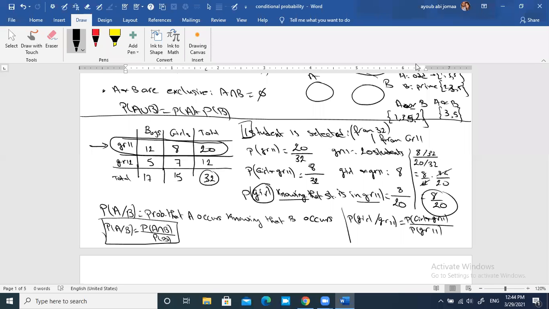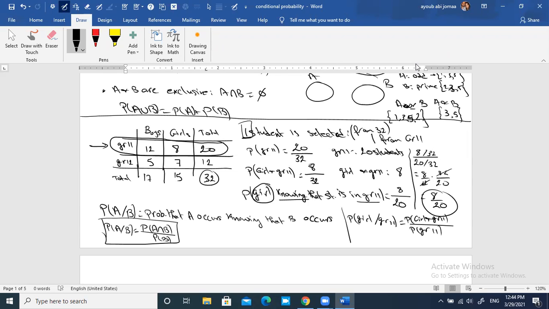So the probability of A given that B, denoted by P(A|B), is the probability that A occurs, knowing that B occurs. And we're assuming that event B occurs. In this case, what will be the probability of A? So here we have the condition that the event B occurs.